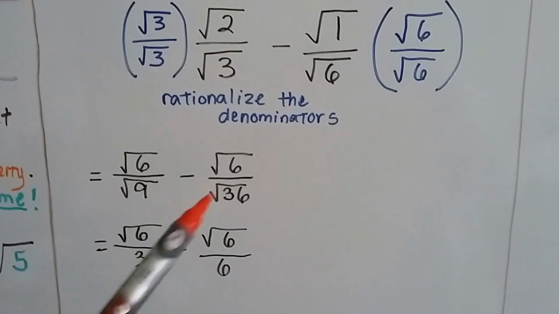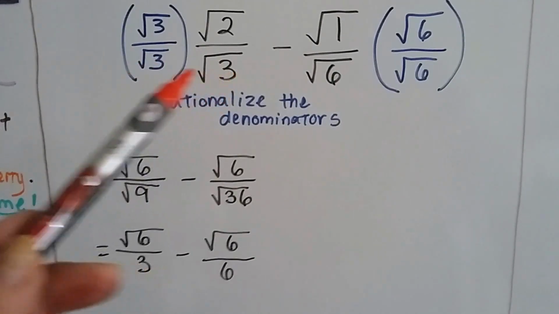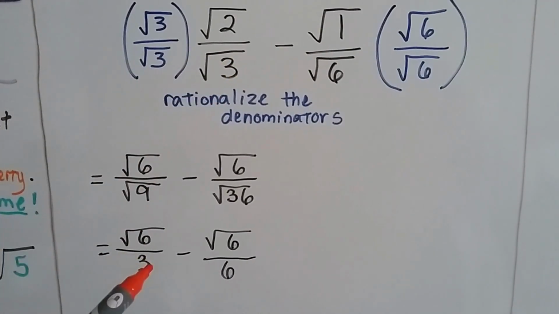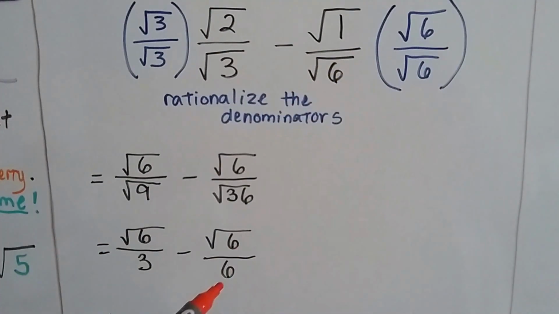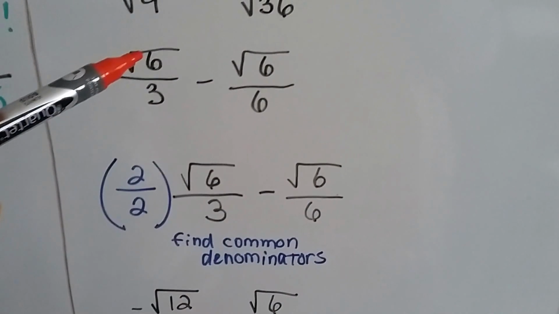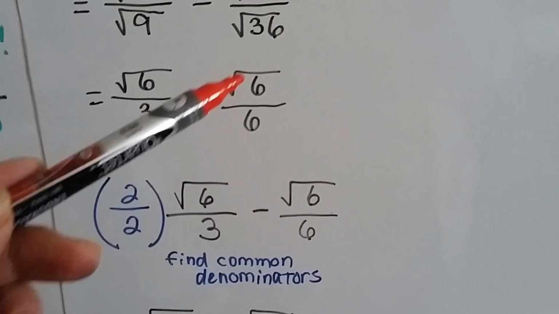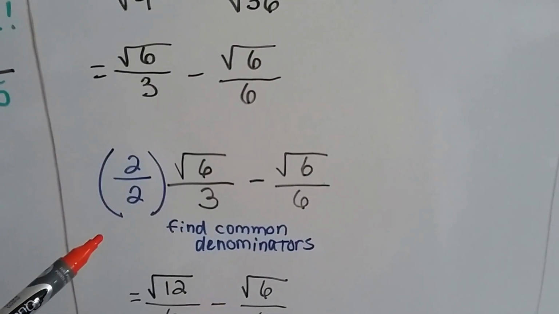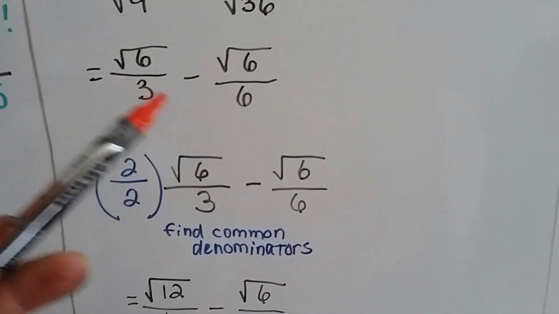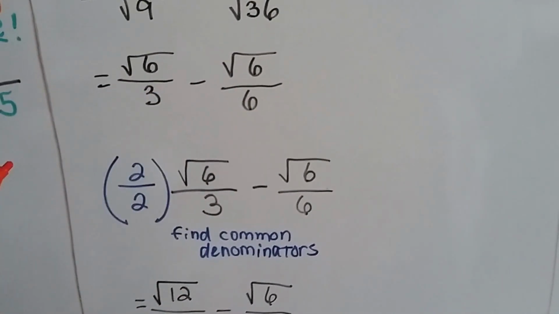Now you don't need to do this part if you just know to pull the radical sign off of this and it's just a 3, see? Pull the radical sign off and it's a 6, okay? Same thing. So now we've got the square root of 6 over 3 minus the square root of 6 over 6. And we need to find common denominators. We can't subtract with the different unlike denominators, can we? Just like in grade school.